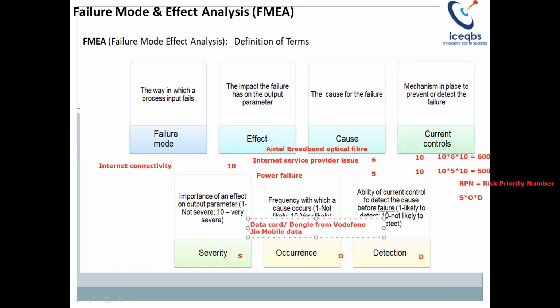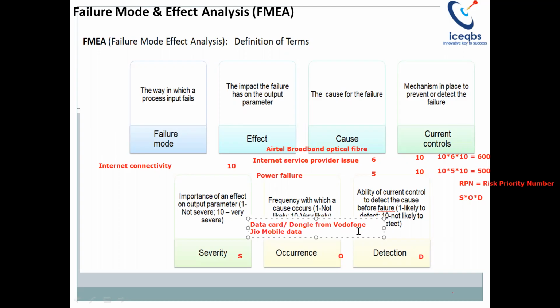So now I am using the mobile phone which is near to me. In case of any internet failure, immediately I will connect my mobile data from another service provider, that is Jio, so that within maybe 4, 5, 10 minutes, I will be able to connect again, right? So these are the two actions I have taken.